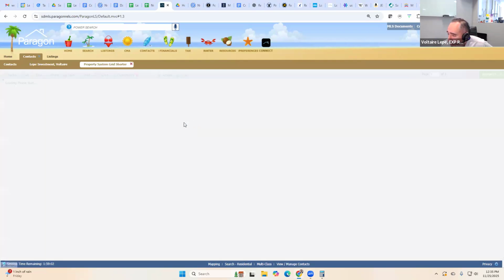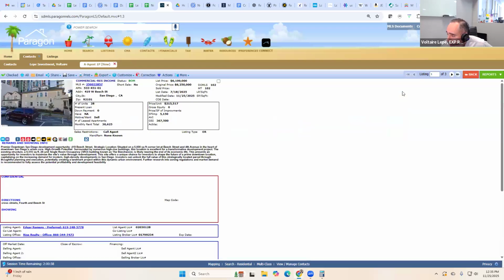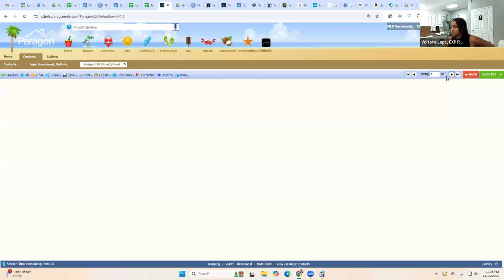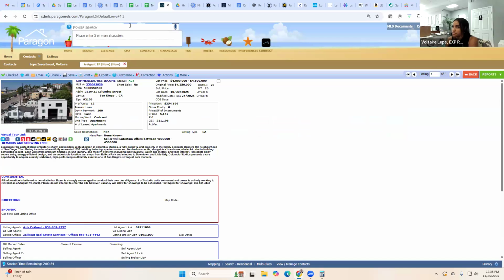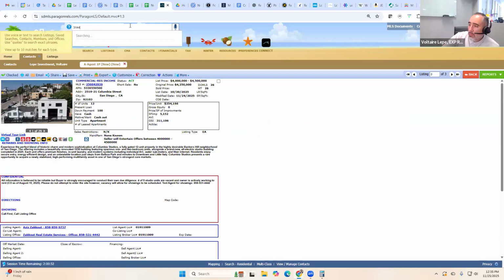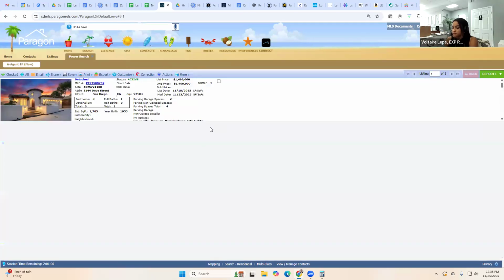Let me look at the four changes in the multifamily space. So we already saw that one. Kate put one in the chat earlier. She said this one came on the market today in Mission Hills, 3144 Dove Street. All right, who put this in? Kate. All right, Kate.